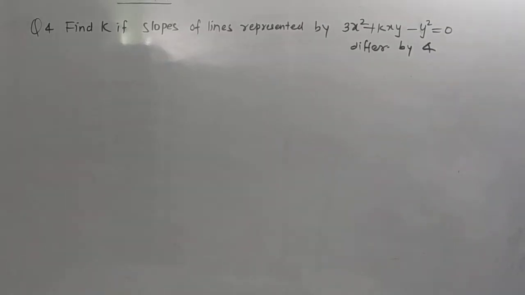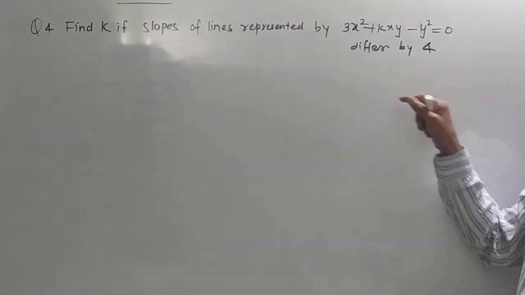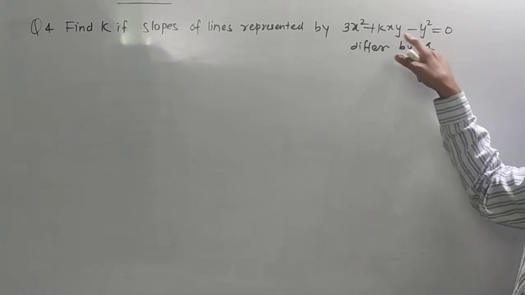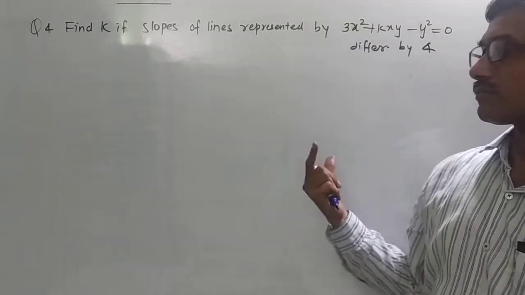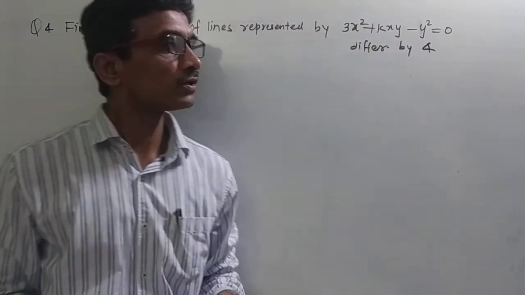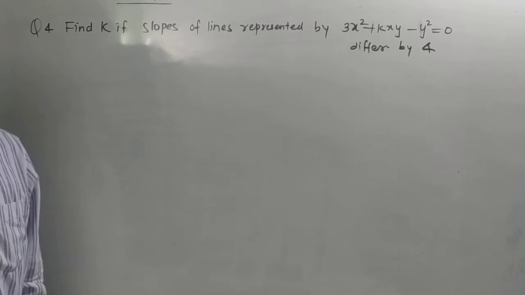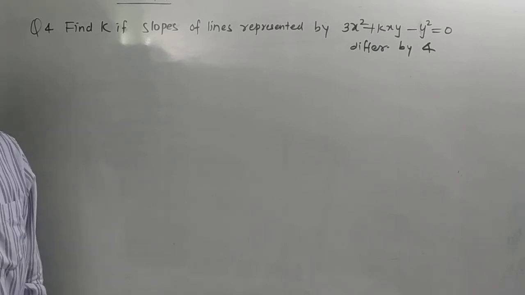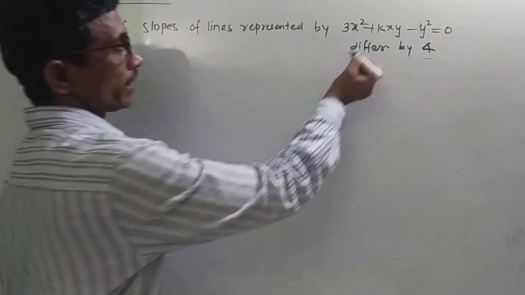Next, a similar question. Find k if the slopes of the lines represented by the equation 3x square plus kxy minus y square is equal to 0 differ by 4. It means the difference in slopes is equal to 4. Say m1 and m2 are the slopes, then their difference m1 minus m2 is given as 4. Then we find the value of k.